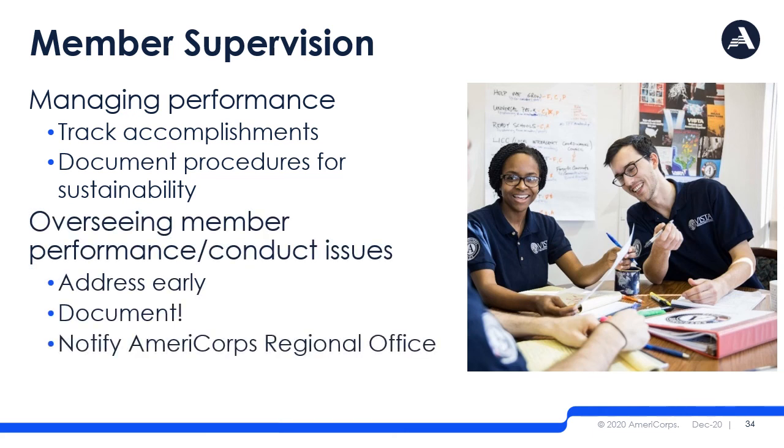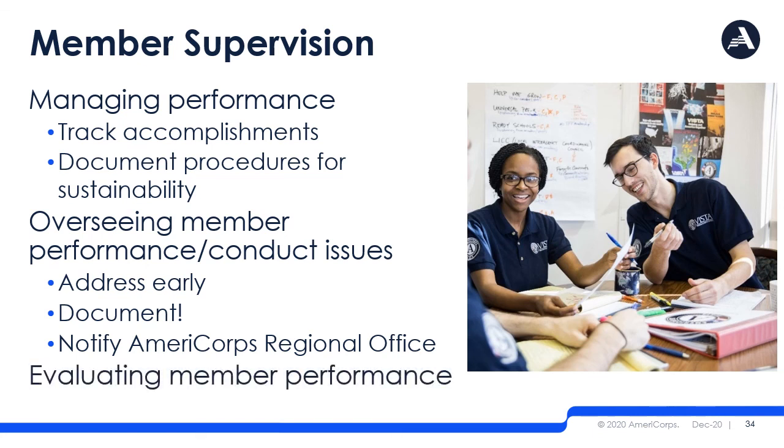Even the best-run projects can experience challenges with their members. It's important to manage those challenges appropriately, and that means addressing member issues as they arise, documenting all discussions, keeping track of performance issues, copies of communications, etc., and informing your AmeriCorps regional office early. Only AmeriCorps may remove members from a project or terminate them, so your documentation and timely communication with the AmeriCorps regional office are essential in these circumstances.